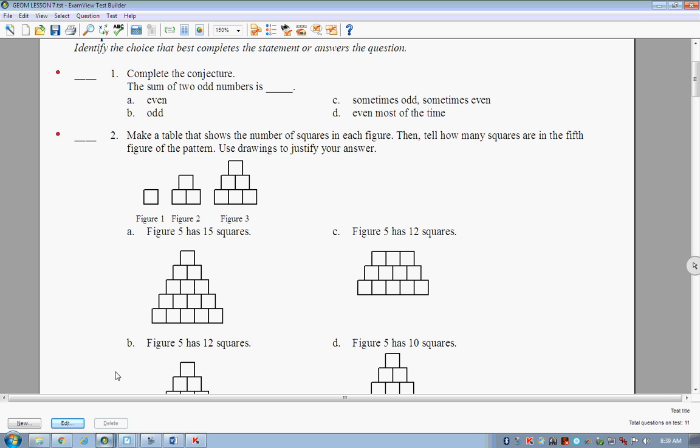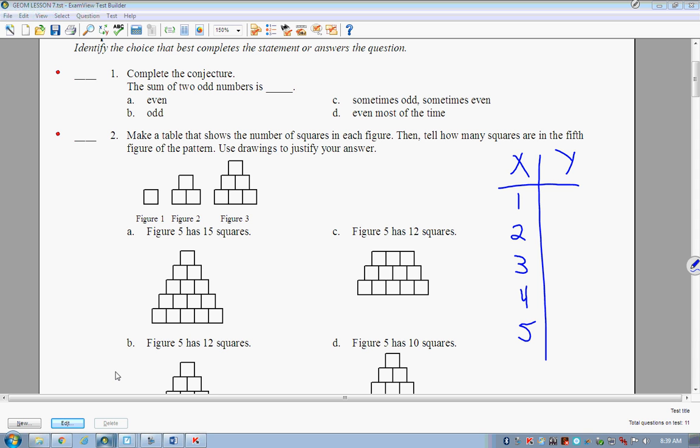All right, number 2, we've got a table. It says make a table that shows the number of squares in each figure, then tell how many squares are in the 5th figure of the pattern. So let's go ahead and do that up here. All right, we've got X and Y, inputs and outputs. My inputs are my figure numbers. So figure 1, figure 2, figure 3, figure 4, and figure 5. Now they only go to figure 3.